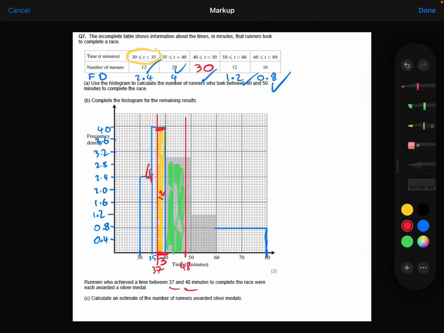Then for the green bar, the width of this rectangle is 8, between the 40 and the 48. So the width of that rectangle is 8. The height of that rectangle is 3. So 8 times 3. So there's 24 people in that green bar. So 12 plus 24, there's 36 runners that would have got a silver medal, according to our estimate.